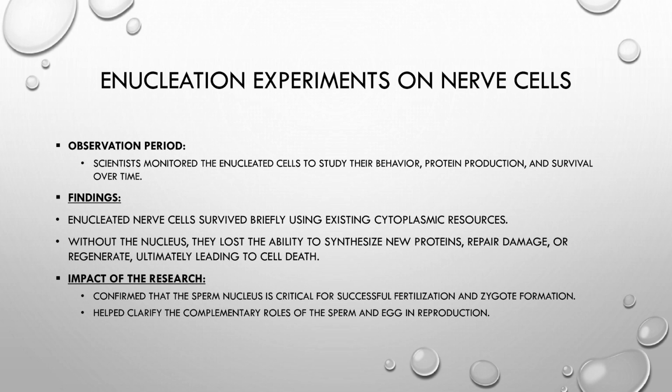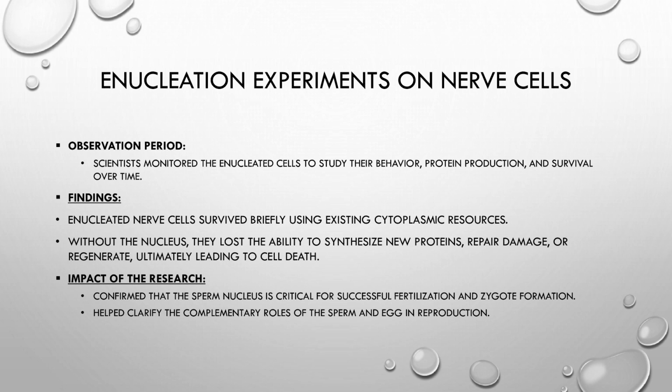Mainly from amphibians the cells were taken, and the enucleation process is done by using precise tools such as micropipettes or fine glass needles. Scientists physically remove the nucleus from the nerve cells, and the procedure was done under a microscope in a specialized culture condition to keep the enucleated cells alive temporarily. In the observation period, scientists monitor the enucleated cells to study their behavior, protein production and survival over time. They observed that enucleated nerve cells survived briefly using existing cytoplasmic resources.